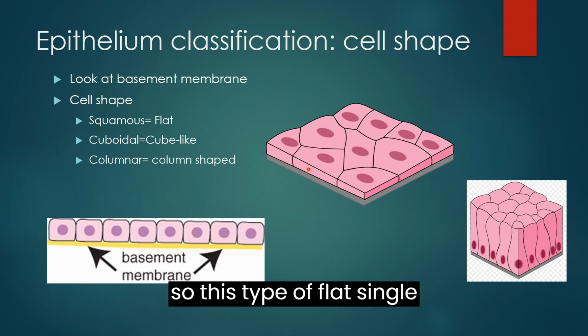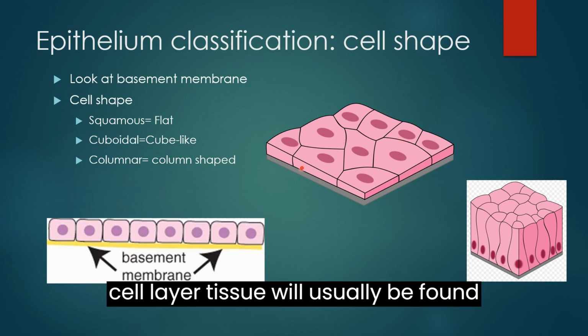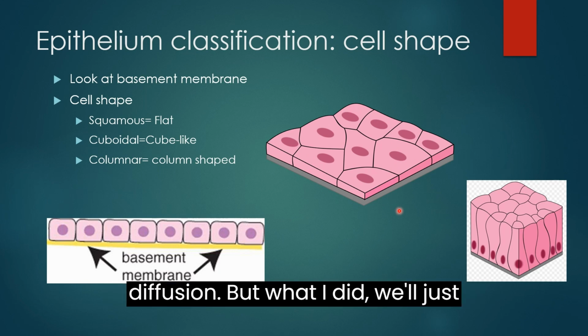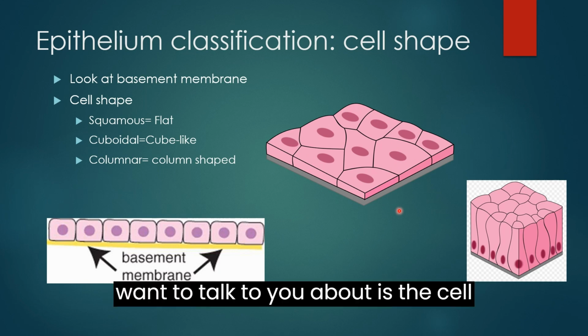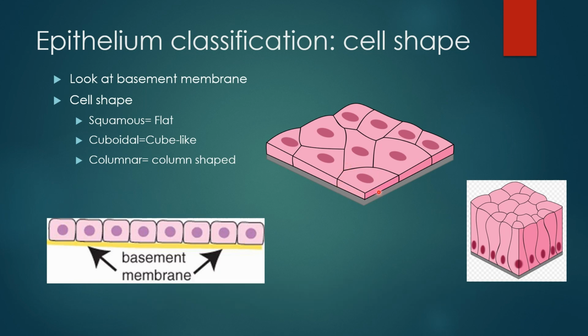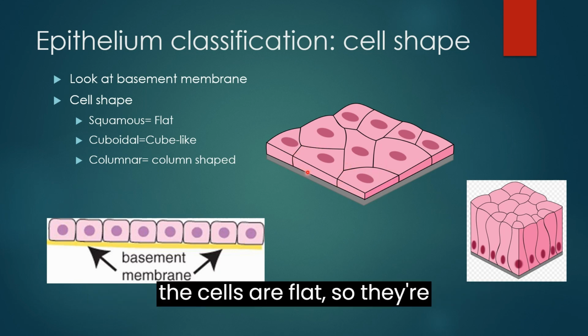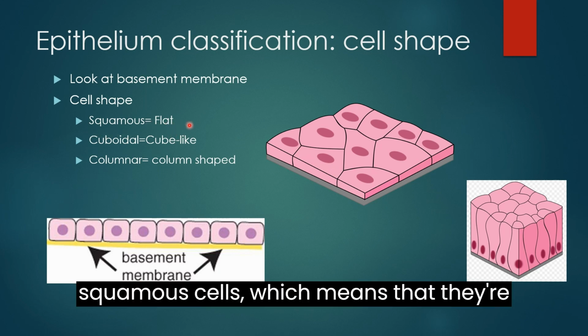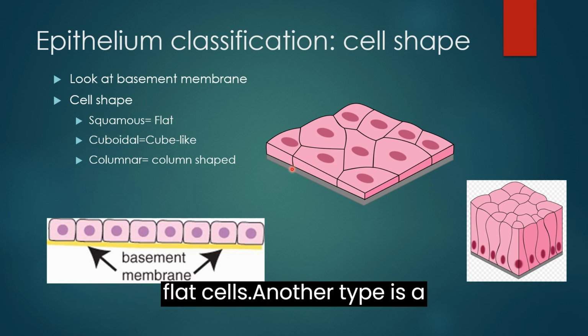And so this type of flat single cell layer tissue will usually be found in places where you want a lot of diffusion. But what I did just want to talk to you about is the cell structure. And so over here you can see that the cells are flat. So they're squamous cells, which means that they're flat cells.